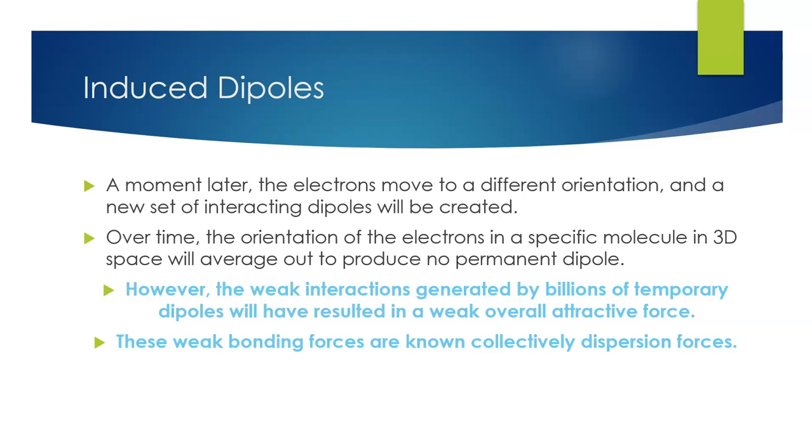Over time, the orientation of the electrons in a specific space average out to produce no permanent dipole, but for instants of time within the molecules, we do see these dipoles coming up and going away. Okay, so they're very fast interactions, but they're also very, very weak because they're not there permanently. These weak forces are known collectively as dispersion forces and set the basis for the first intermolecular forces that we will look at and then go on and build from there.